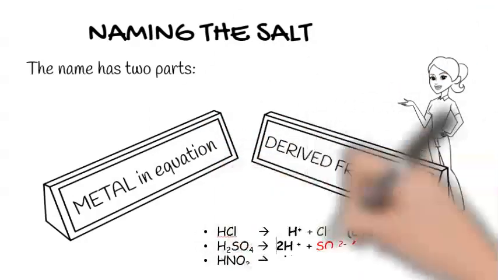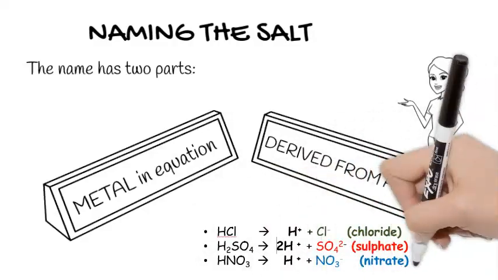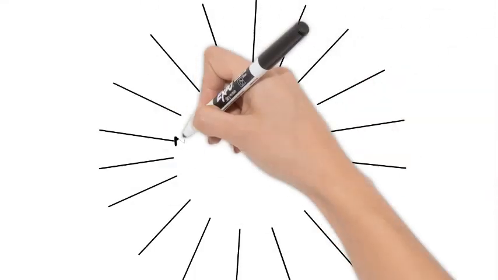Now remember, in the ionic equations, if hydrochloric acid is used, the surname is going to be chloride. If sulfuric acid is used, the surname will be sulfate. And if nitric acid is used, the surname is going to be nitrate. And that is how you work out the specific name of the salt in the equation.